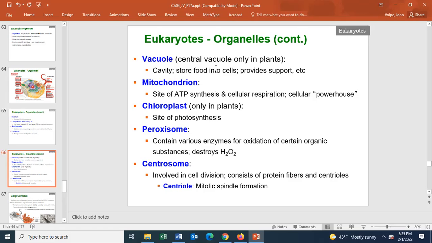And a vesicle, while it's moving, is a vesicle. But once it stops moving, we call it a vacuole. And now it's just storing things for the cell. Any question about that?